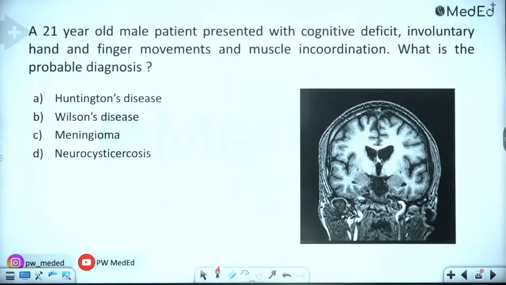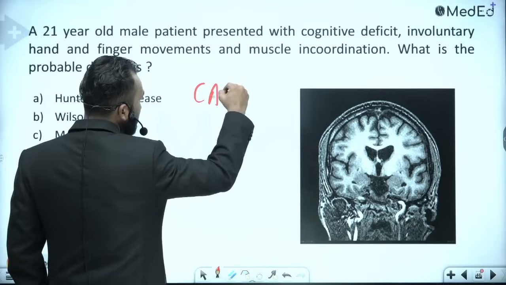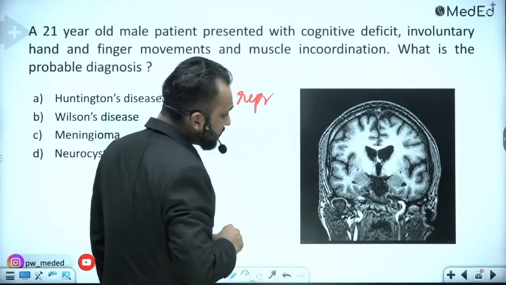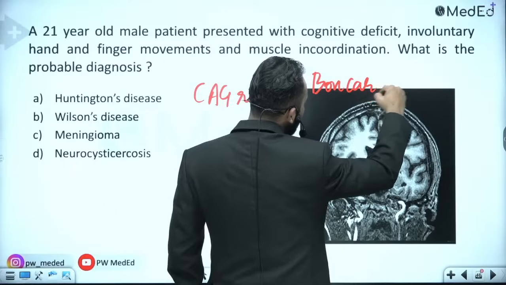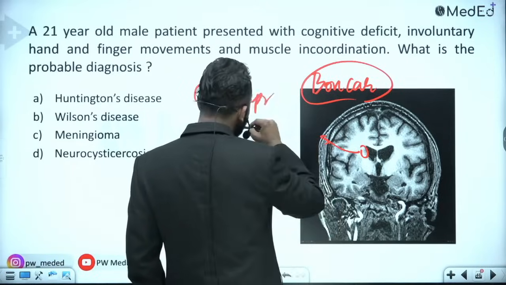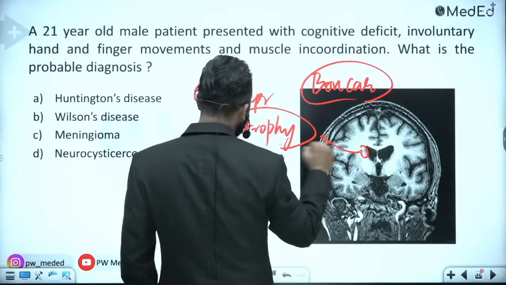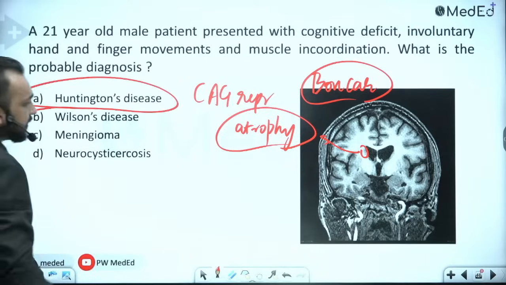Patient presented with cognitive deficit, involuntary hand and finger movements and muscle incoordination. What is your probable diagnosis? CAG repeats are also seen in this patient. You look at the ventricles, boxcar shaped ventricles are seen, and atrophy of the caudate nucleus is seen. So all these features are of Huntington's disease.